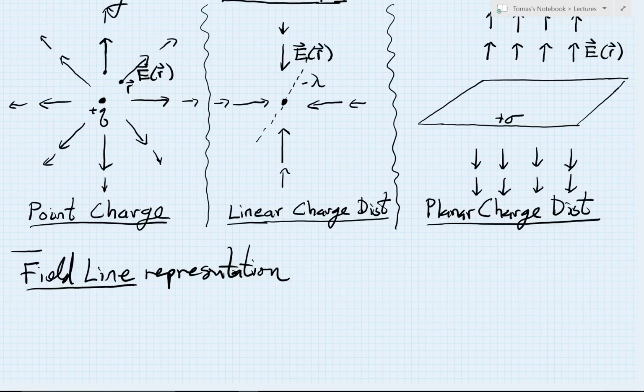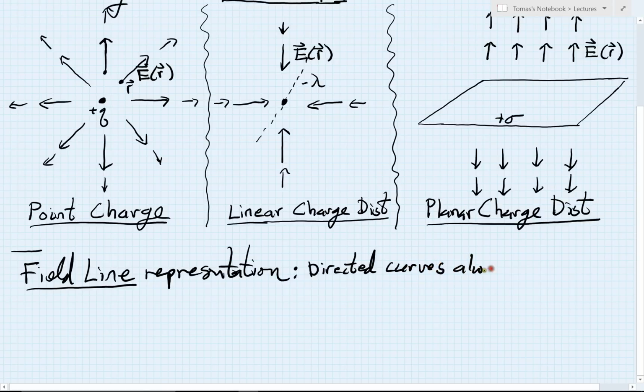What the field line representation consists of are directed curves, as you'll see they have a particular direction to them. They're not lines, they're directed curves which are always parallel, or mathematically we could say tangent, to the electric field, the field E.